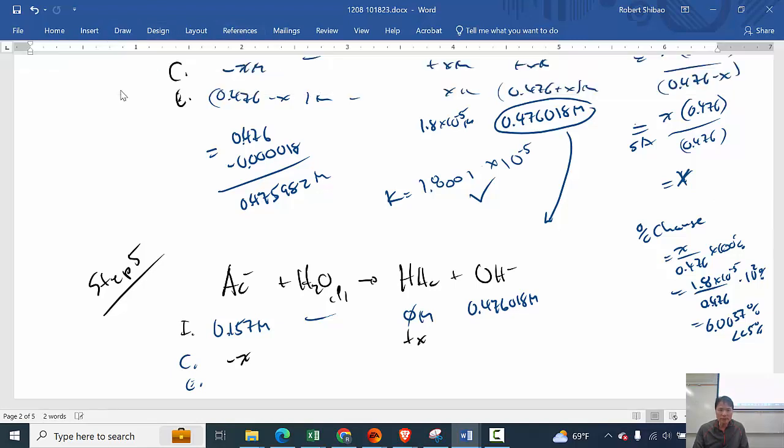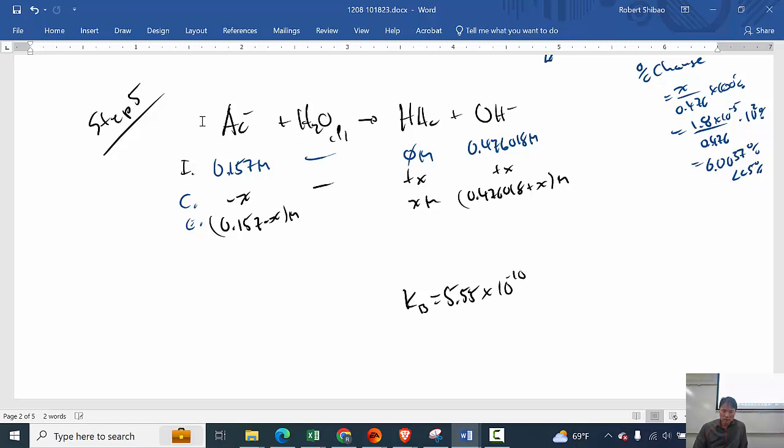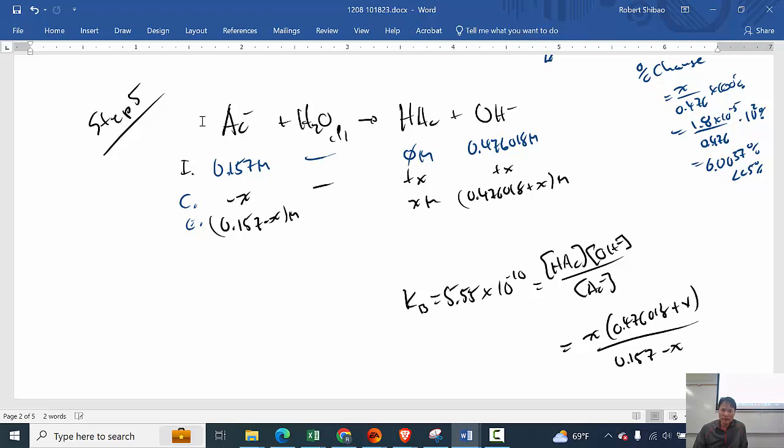And so the change is going to be minus x plus x plus x. So we'll end up with 0.157 minus x molar, x molar, and 0.476018 plus x molar. All right, we calculated the Kb for acetate earlier. That was 5.55 times 10 to the minus 10. This is to 2 sig figs, so I'm carrying extra figures there. And this is going to equal the acetic acid concentration at equilibrium times the hydroxide at equilibrium divided by the acetate at equilibrium. And so that's just going to equal x times 0.476018 plus x divided by 0.157 minus x.